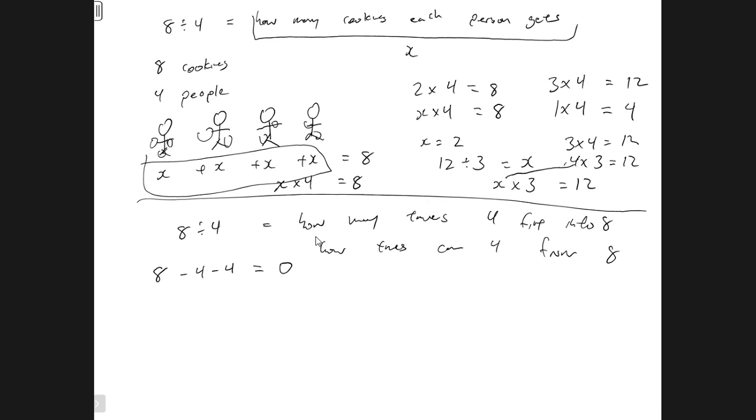X cannot be bigger than 4. If it was bigger than 4, you'd need more cookies than 12. If it was less than 4, you'd need fewer cookies than 12.